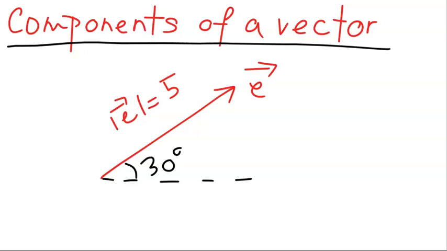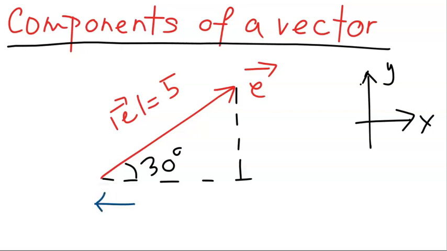So what are the components of this vector E? Now there are two components to this vector E. The first component is the x component, and the second component is the y component, right? Now let's look at the x component. The x component is the length of this distance here. So we shall denote the x component with the subscript x, and the y component is the length of that distance, and we denote it with a subscript y.